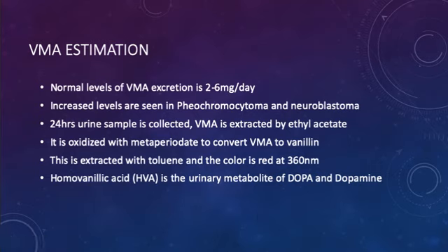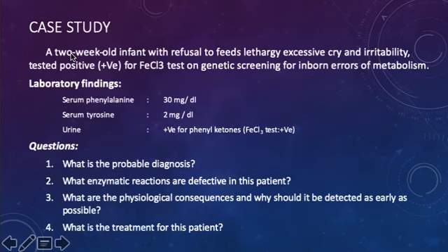Okay, so this finishes the tyrosine and phenylalanine inborn errors of metabolism, right? So we'll go on to a few case reports pertaining to these inborn errors. Okay, we'll go on to the first one. A 2-week-old infant with refusal to feed, lethargy, excessive cry and irritability tested positive for the ferric chloride test on genetic screening for inborn errors of metabolism.